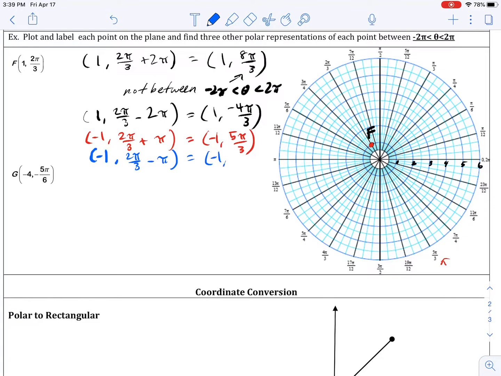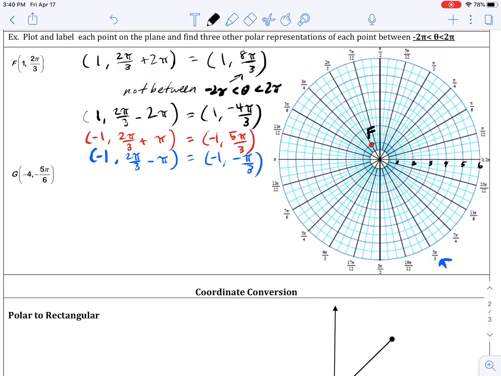And that gives me negative 1, negative pi over 3. And if you just want to graphically check that, again, negative pi over 3 would be down here. Ask yourself what that would look like with r being -1, and there we go, right in the same exact spot. So take a moment right now and pause this video and go ahead and try to do G on your own.